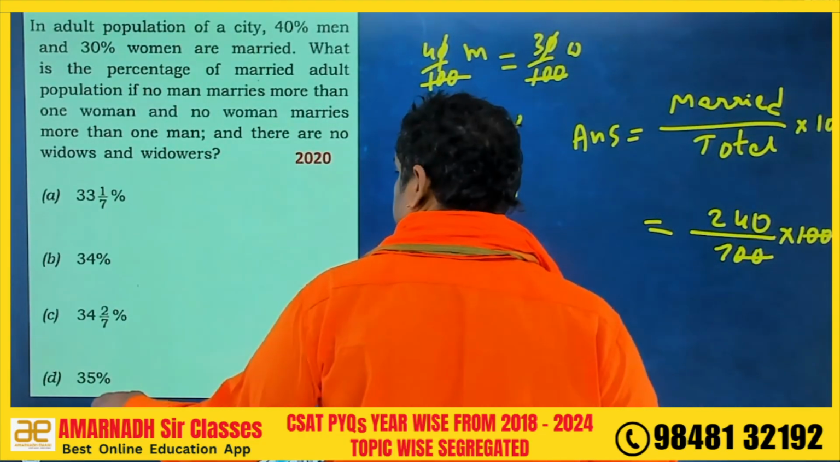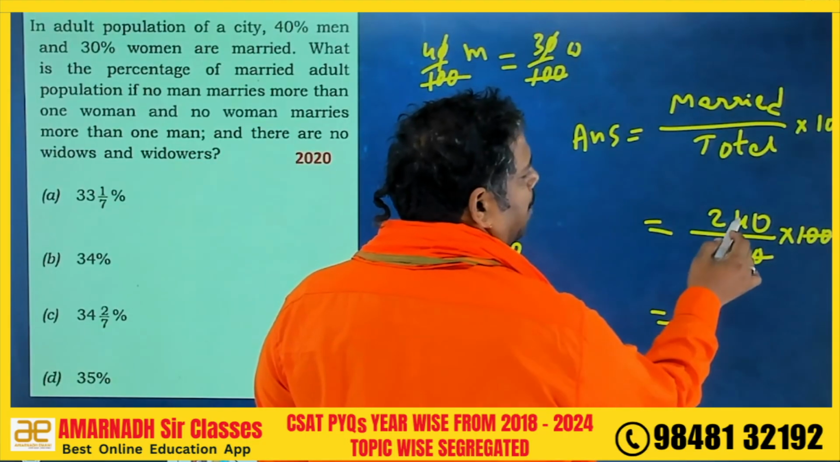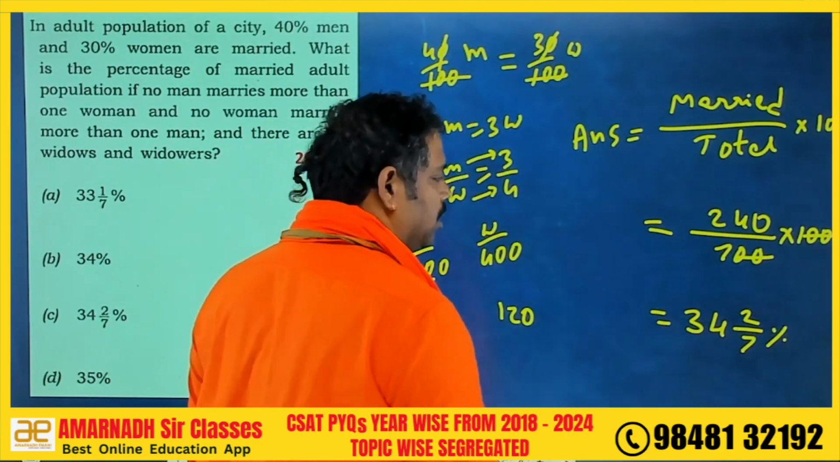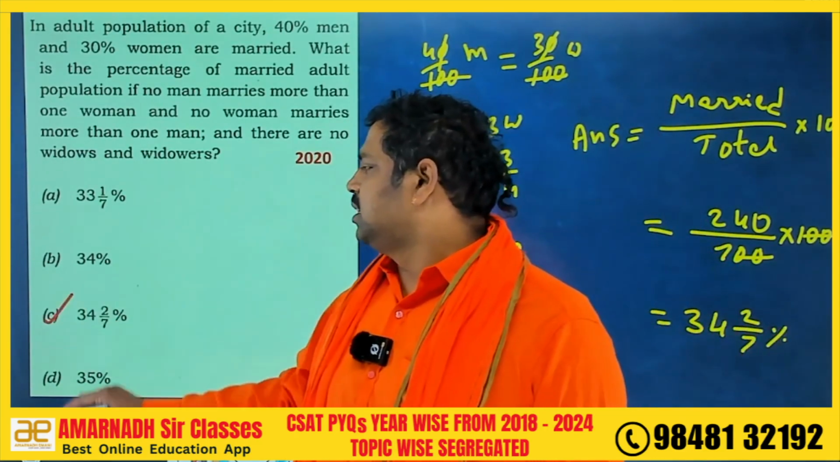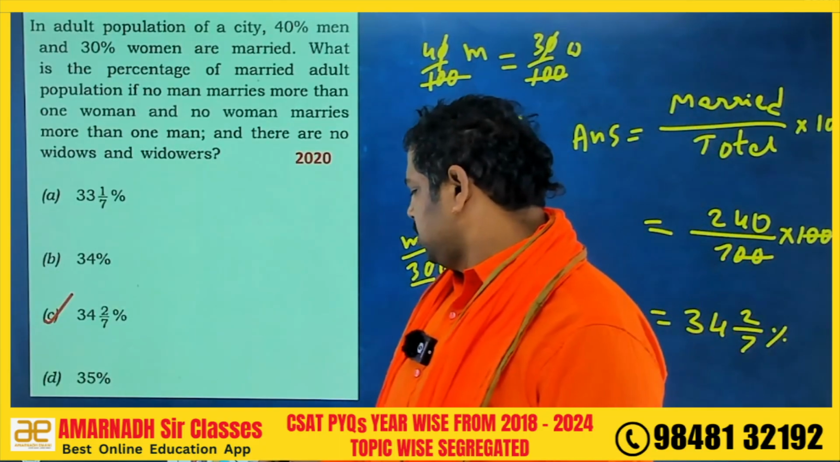If you observe, the options are in mixed fractions, right? Simplify. Okay, 7 3s are 21. 30 means 7 4s are 28, remainder is 2. 34, 2 by 7 percentage. What's the answer? 34, 2 by 7 percentage. It is C is the answer. Hope you understand. Okay. Right now, let's see the next beautiful question.